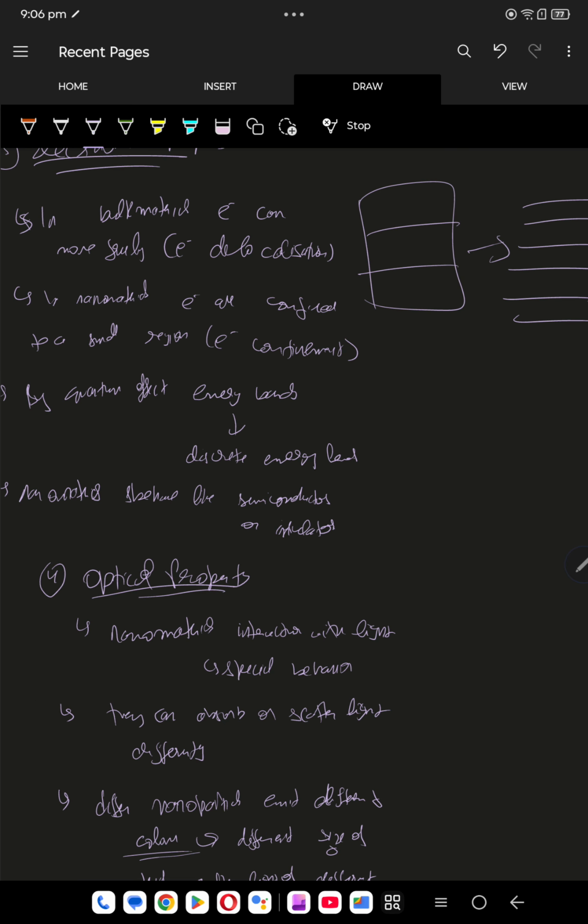Coming to optical property, we understood that nanomaterials, on interaction with light, behave differently. They can absorb and scatter light differently. Different nanoparticle sizes show different colors, because different nanoparticle sizes scatter light of different wavelengths.